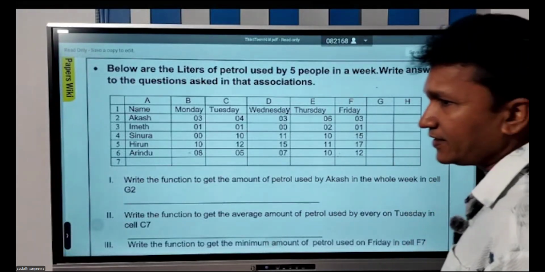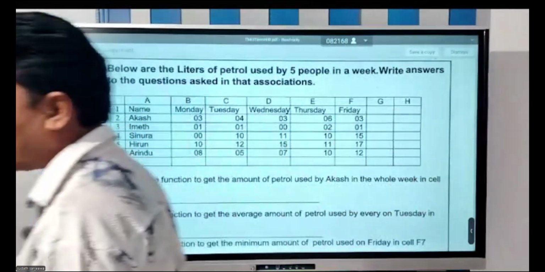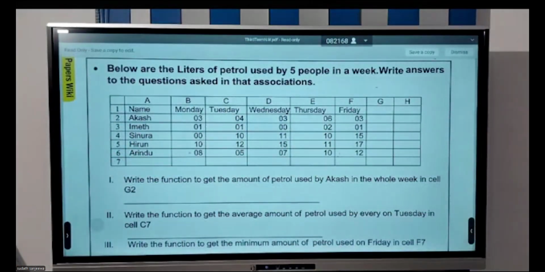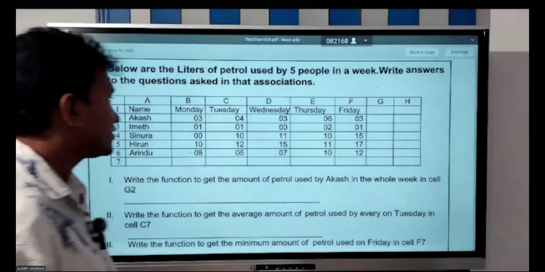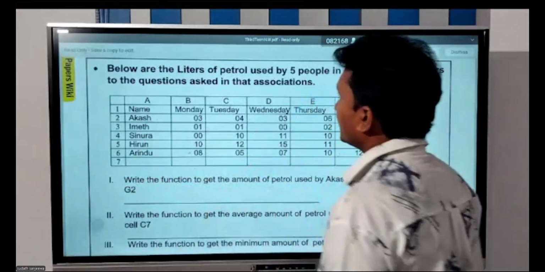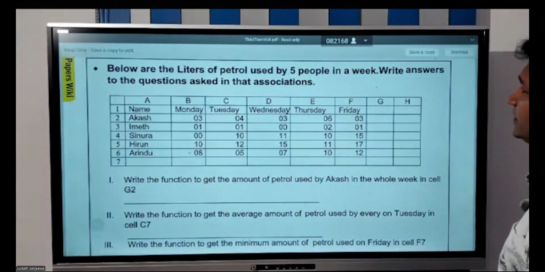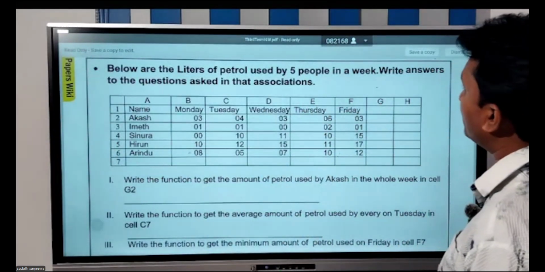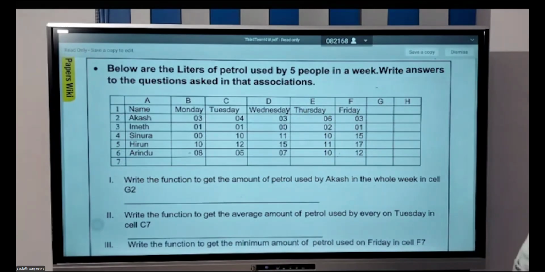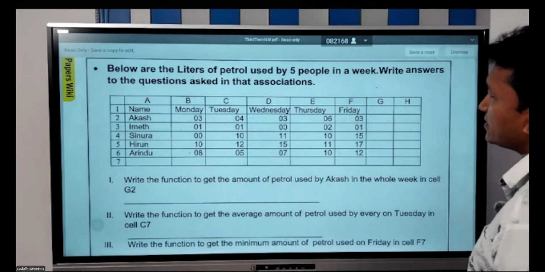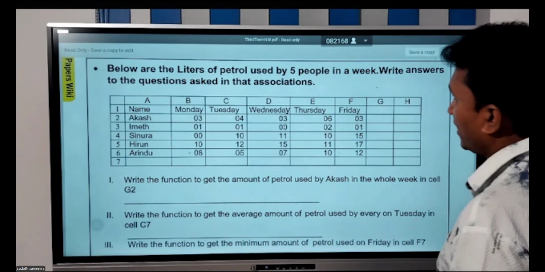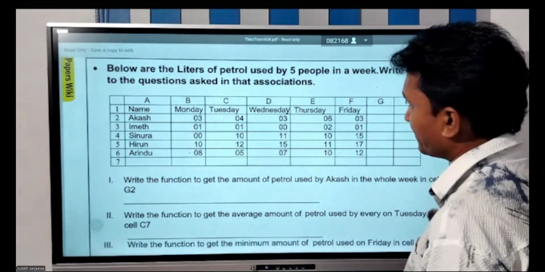So this is regarding Excel or spreadsheet software. Below are the liters of petrol used by 5 people in a week. Write answers to the questions asked in that. Right?